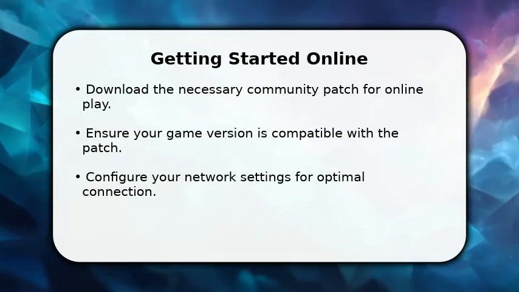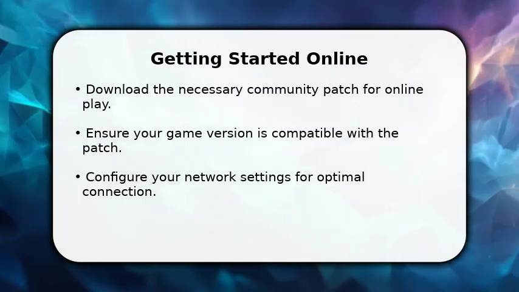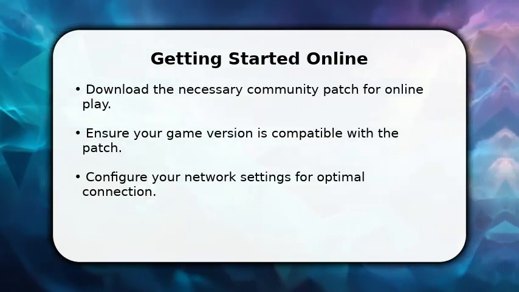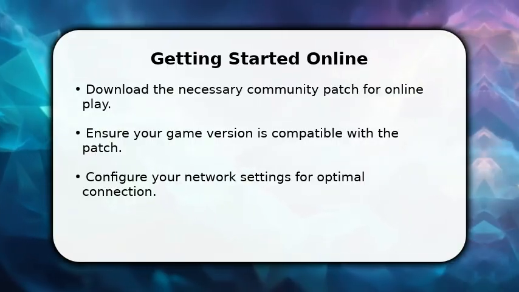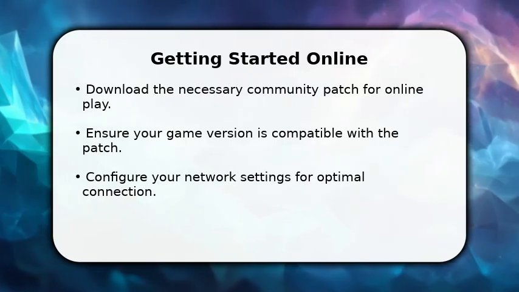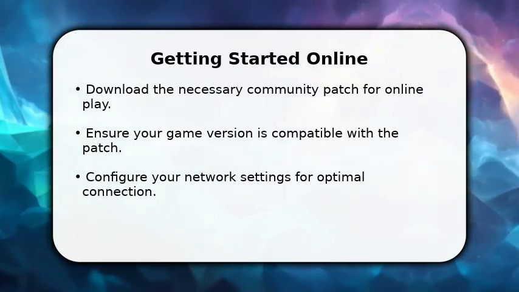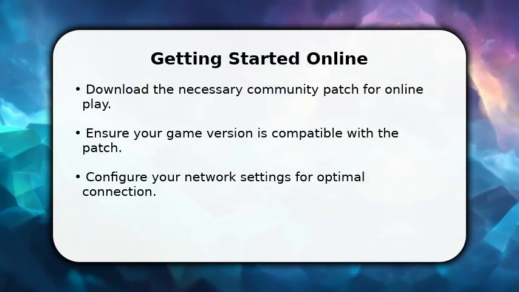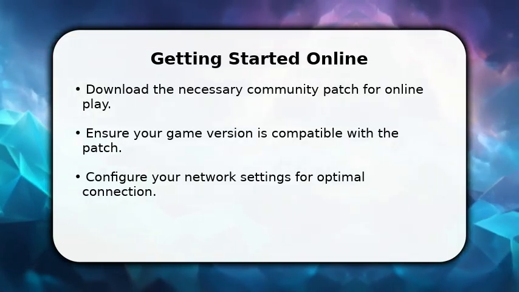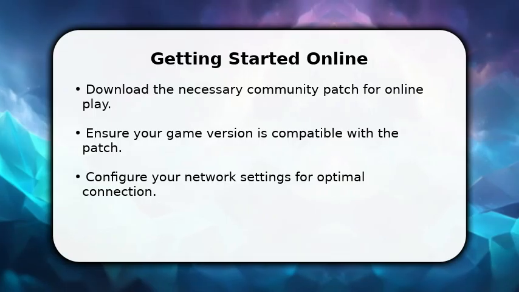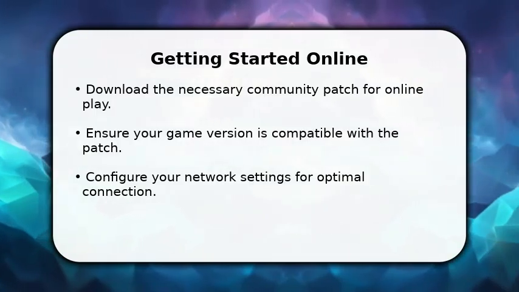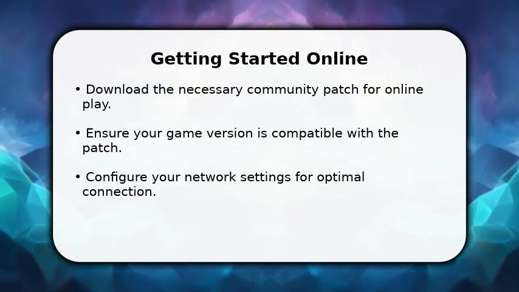In this video, I will explain how to play Melty Blood Actress Again online. First, you'll need to download the community-made online patch, often called the Community Edition or C-Caster. This patch enables netplay functionality. Make sure your game installation is clean and updated to the correct version before applying the patch. This ensures smooth integration and avoids common errors during setup. Once installed, you're ready for the next step.